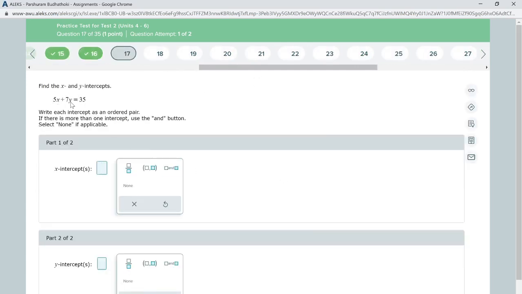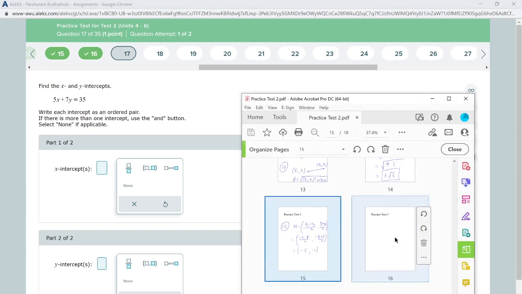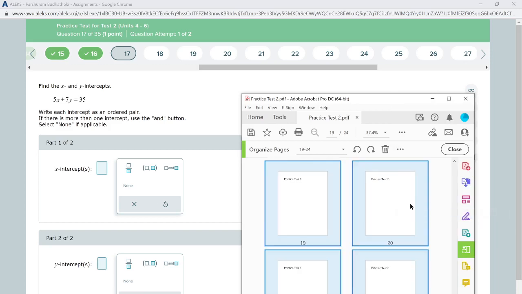Okay, for finding the x-intercept, you have to just use the equation, put y equal to 0 and solve for x. So in this equation, I might need more, the extra page.